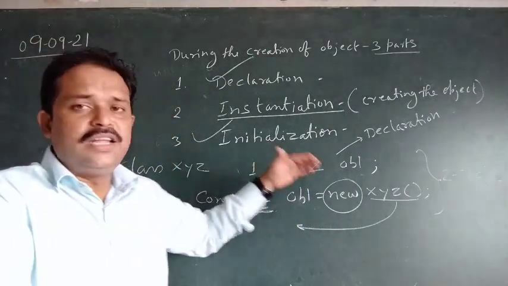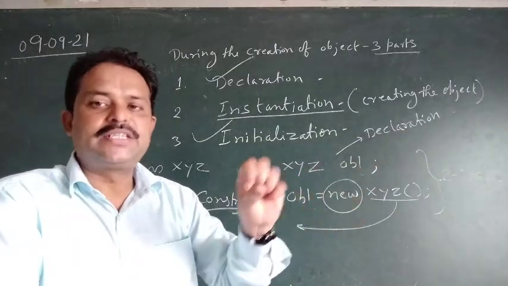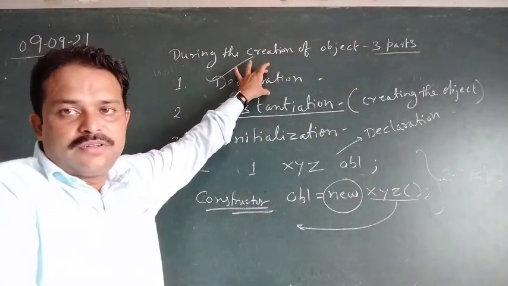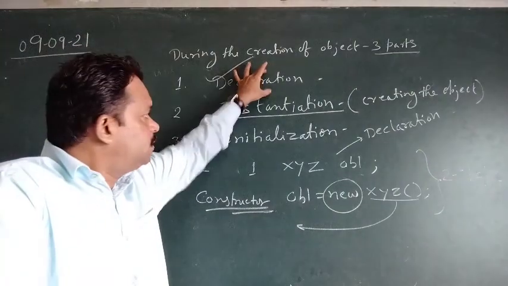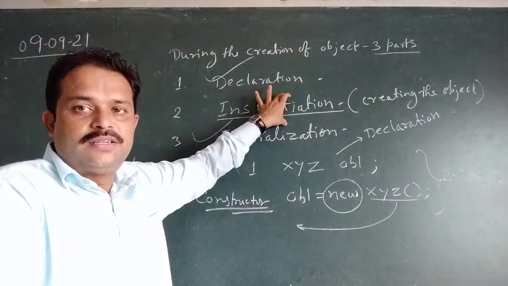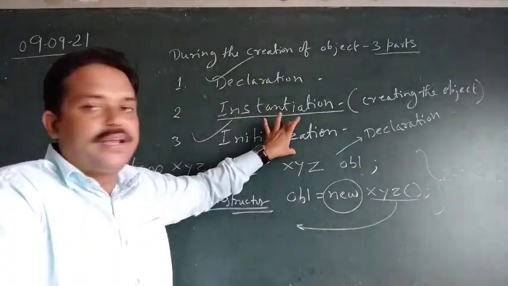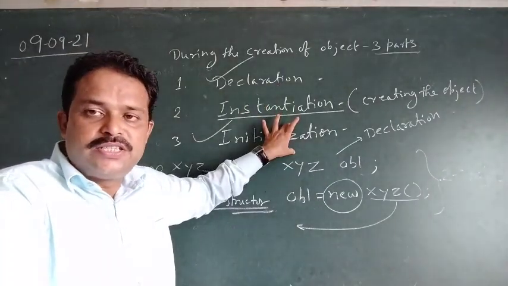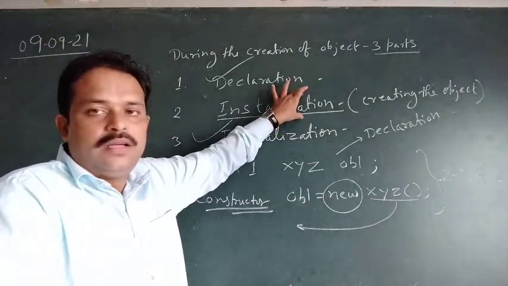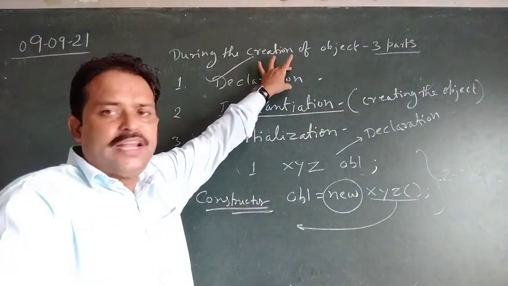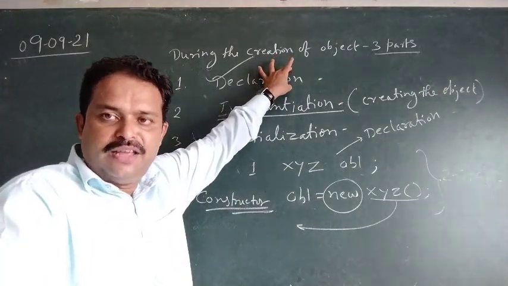So these are the three things that take place simultaneously when we create an object. We do the declaration, then we instantiate, which we call instantiation, and then initialization. Initialization is done by the constructor, instantiation is done by the keyword new, and declaration we are doing by the class name.